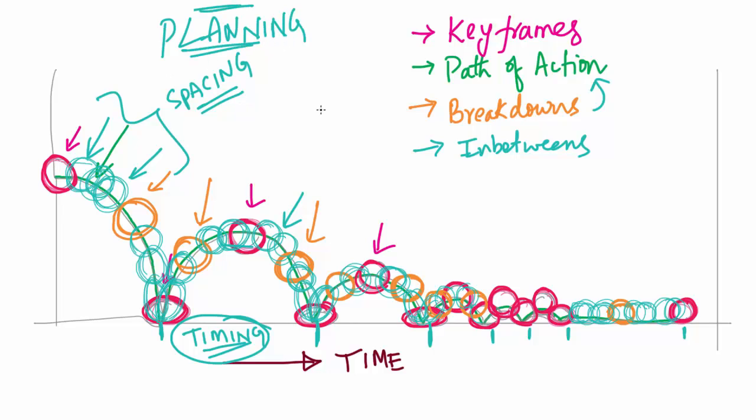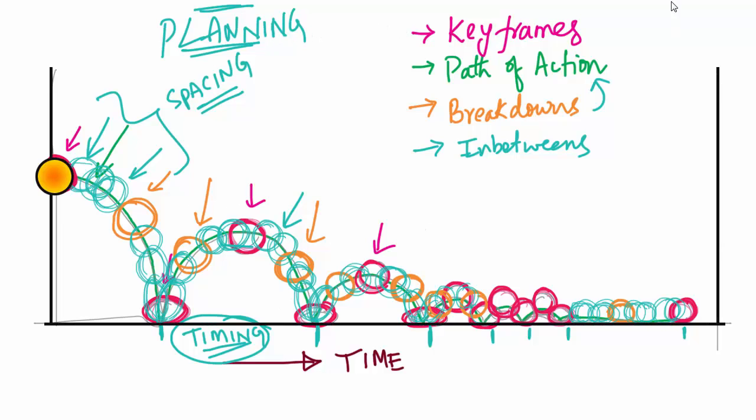This is very important. In the beginning, whether you do it on paper or digitally, that doesn't matter, but definitely you need to break the animation into keyframes. What is the path of action, what are the breakdowns, what are the in-betweens, what is timing, what is spacing. All these things you need to plan. That is very important.